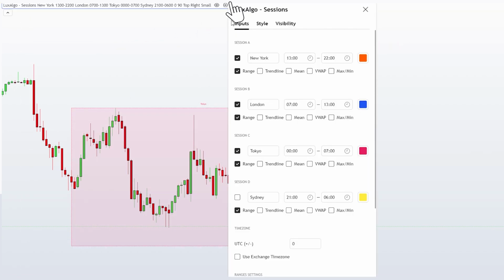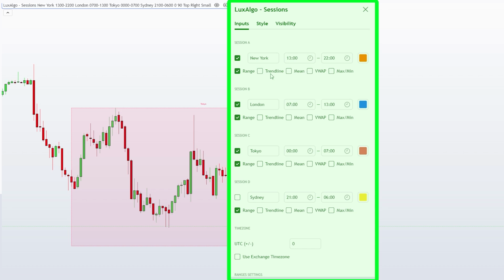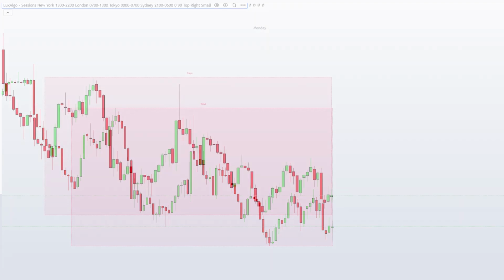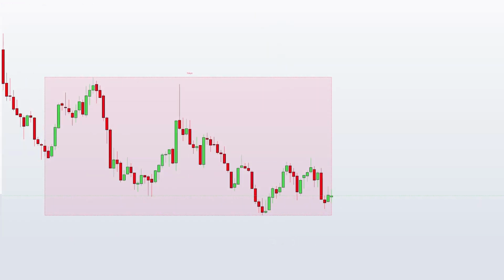The first thing we need to do is to add the sessions indicator to the trading terminal. We are interested in the closing of Tokyo and the opening of the London session, because it is at this moment that there is a sharp inflow of liquidity in the market, which creates strong movements. Next, we highlight the high and low of the Tokyo session on the chart.